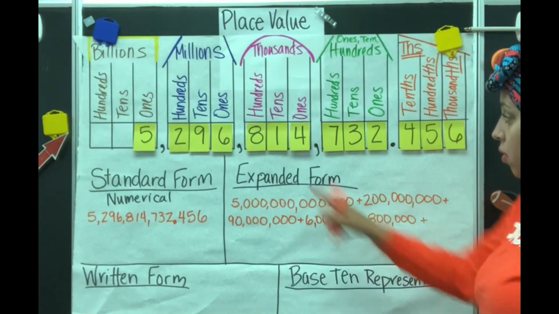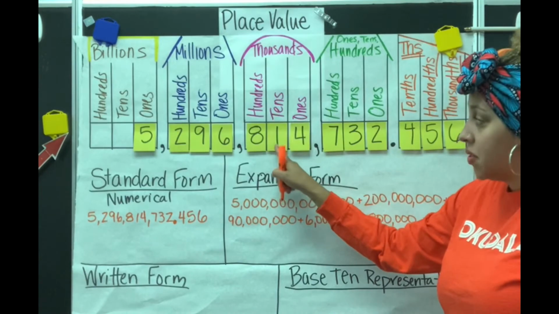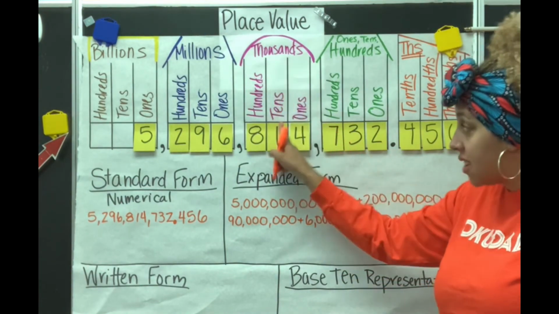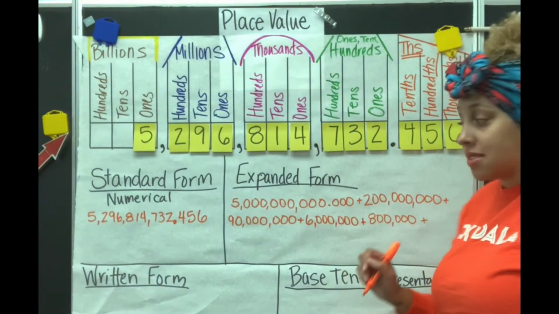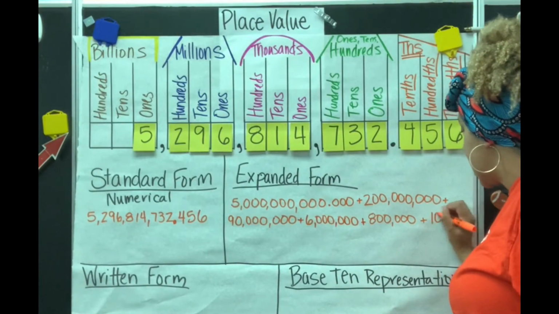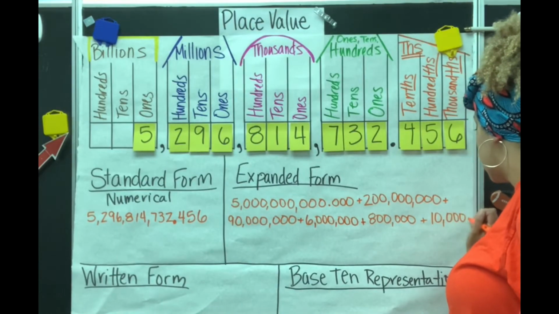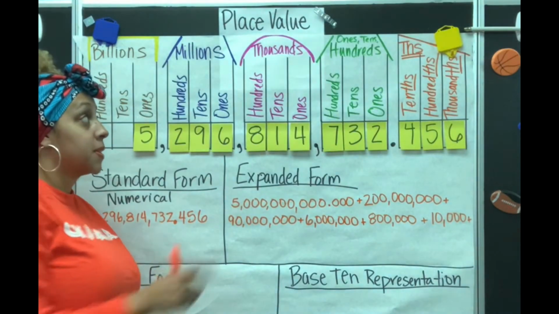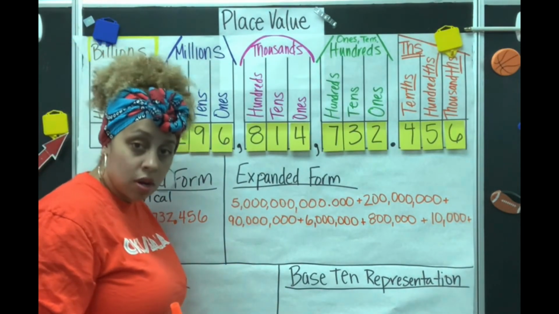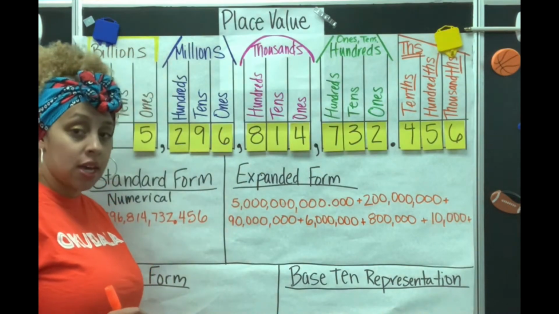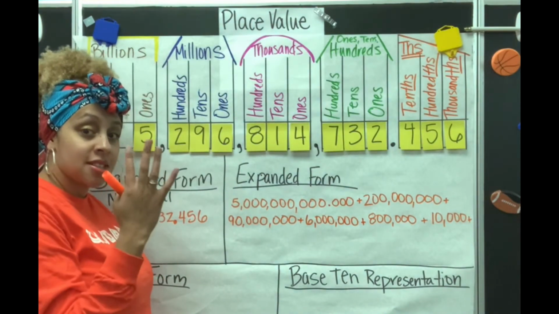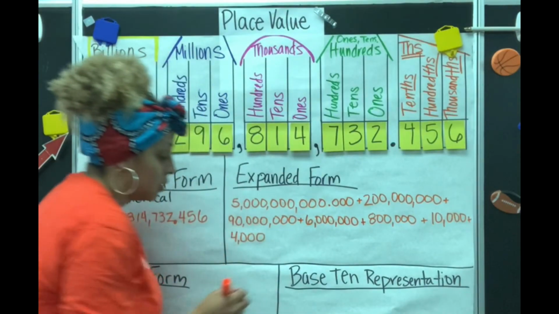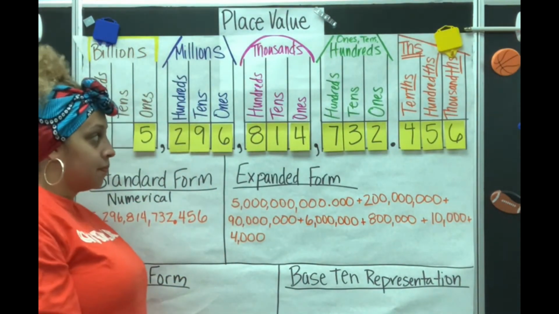Plus, we're in the tens place. This 1, is it 100? Is it 10? Is it 1? If it's in the tens place, it's 10,000. Plus, this 4, it's in the ones place and the thousands place. So is it 4? Is it 400? Or is it 40? It's 4 because it's in the ones place. So it's 4,000. You see how this is kind of working?